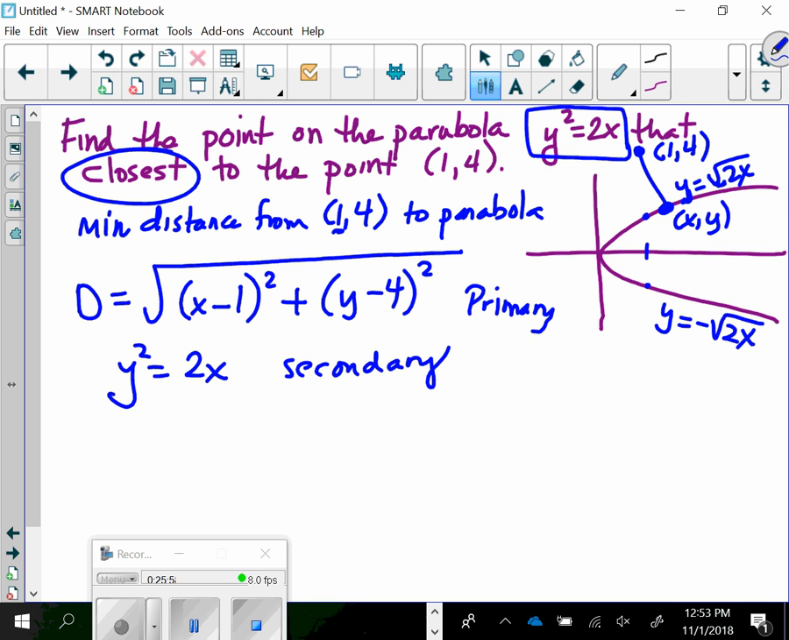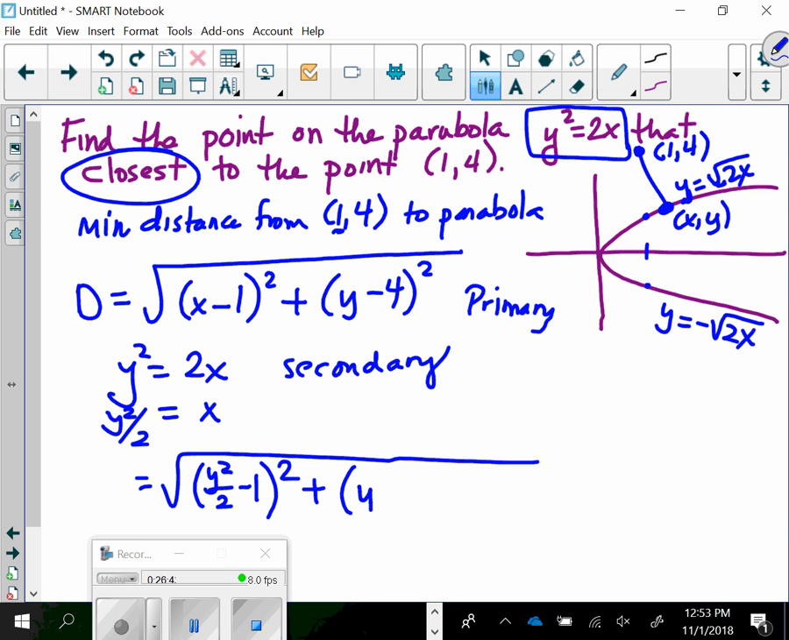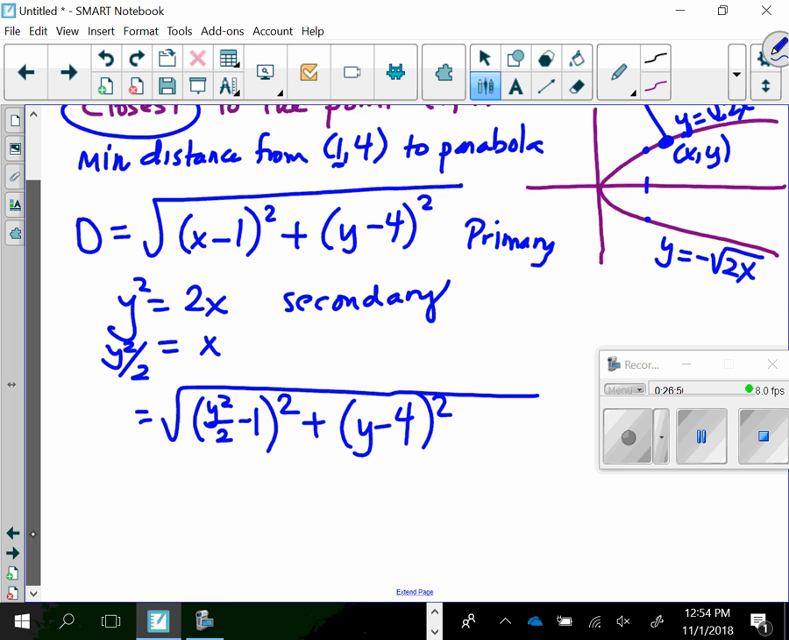Okay. How are we going to merge those? Put the secondary into the primary, correct? How do we want to put it in there, Kate? No, you can go from x. What's x? Yeah, you can do whatever you want. That's the most efficient way. Okay, so my distance is y squared over 2 minus 1 squared plus y minus 4 squared. Okay, that's a mess.